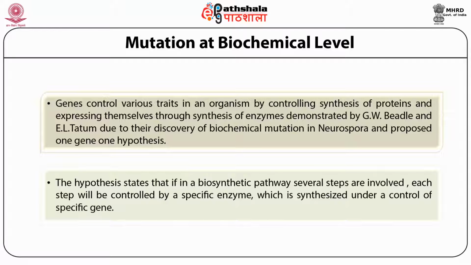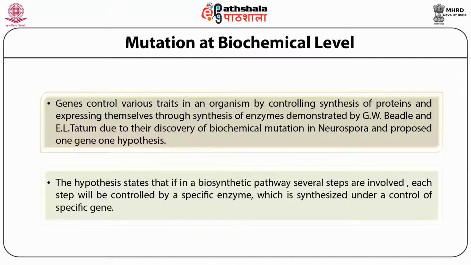Inborn errors of metabolism in man are the best example showing the effect of mutation on biochemical pathways. Inborn errors of metabolism are a group of disorders which are genetically transmitted and cause a single gene defect by significantly blocking the metabolic pathway. There are three important diseases associated with inborn errors of metabolism. They are phenylketonuria, alkaptonuria, and albinism.